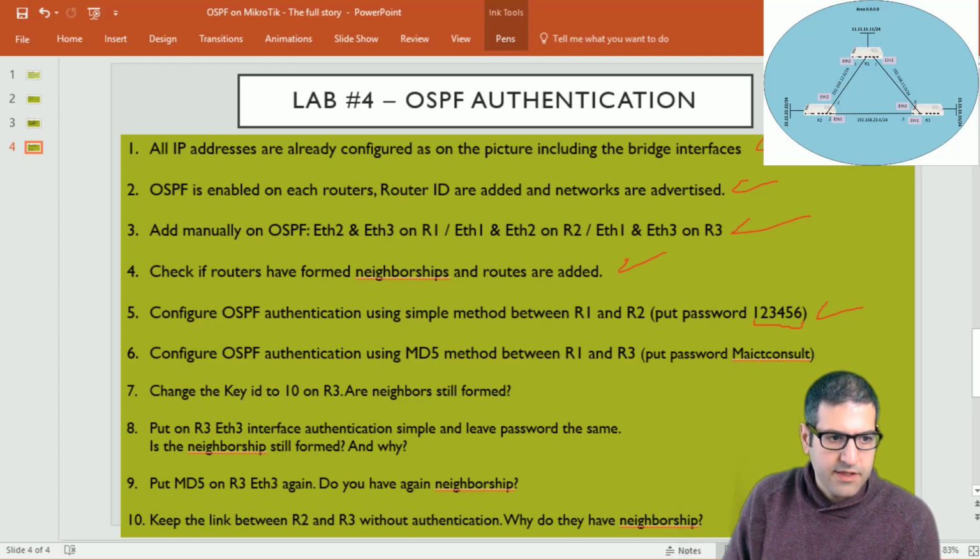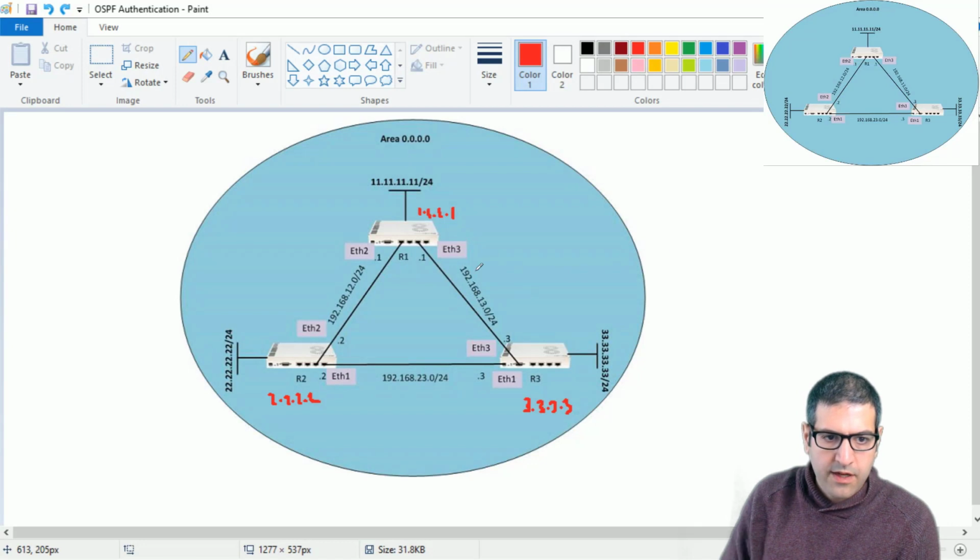So point number 6: configure OSPF authentication using the MD5 method between router 1 and router 3. Put the password MAICT consult. Now we need to do the work between router 1 and router 3.